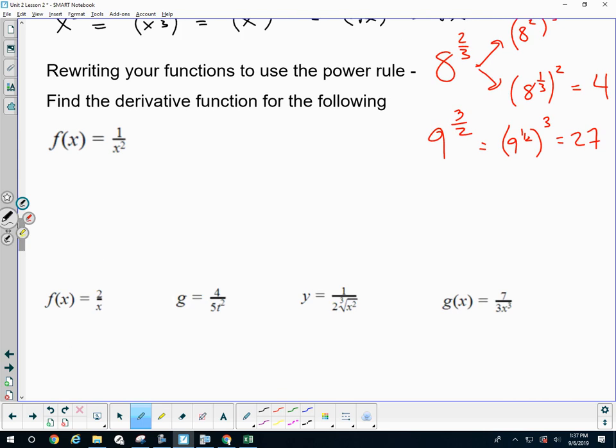Now, I usually hate negative exponents, but we need to use them because the tangent slope generator of 1 over x squared is not 1 over 2x to the first. This is wrong. The power rule only works in a numerator.